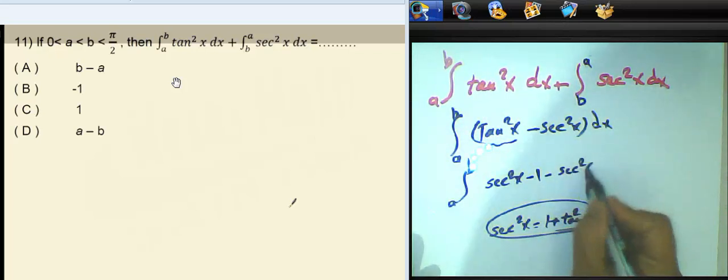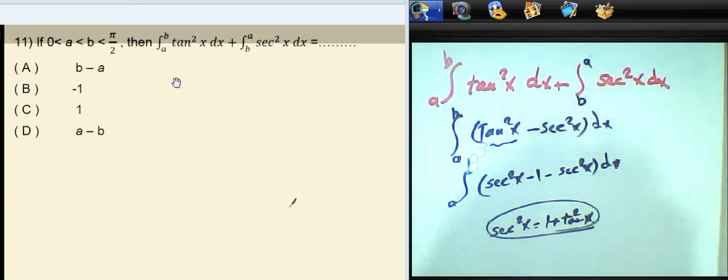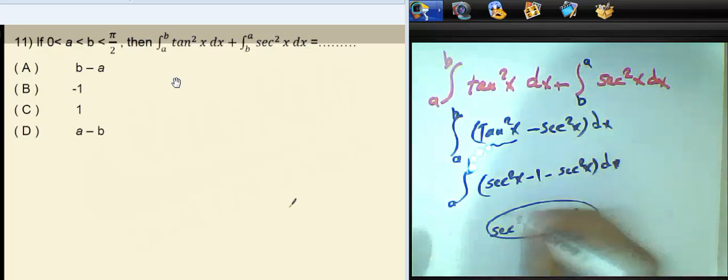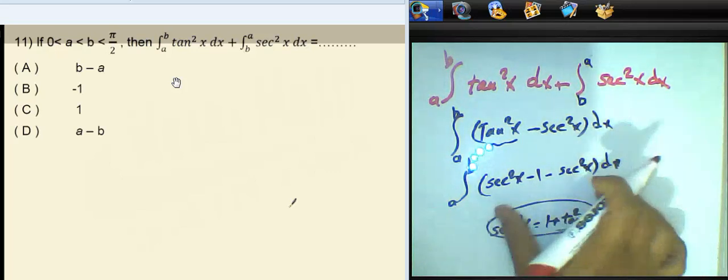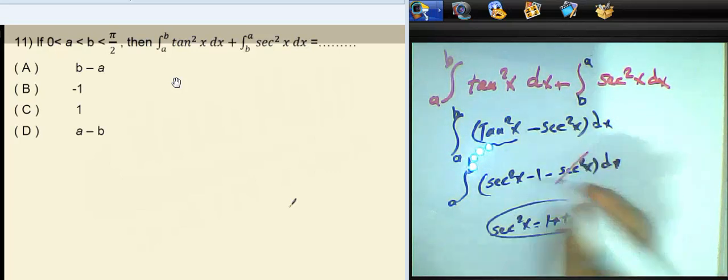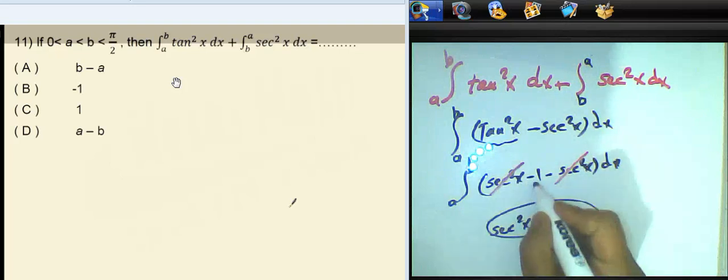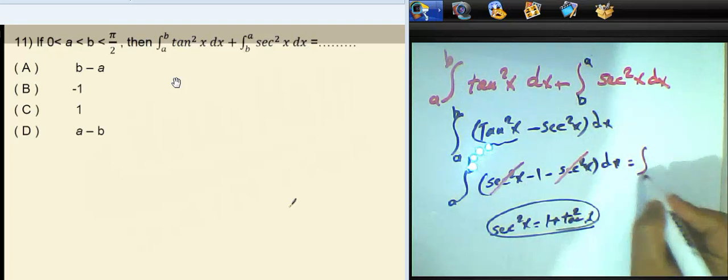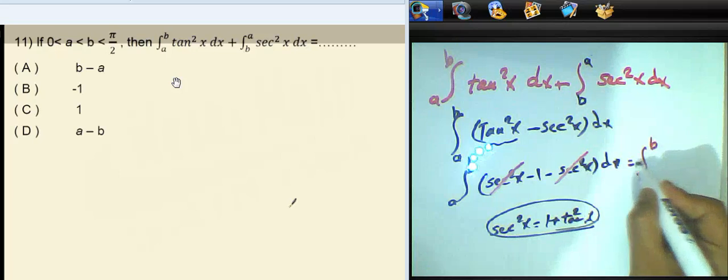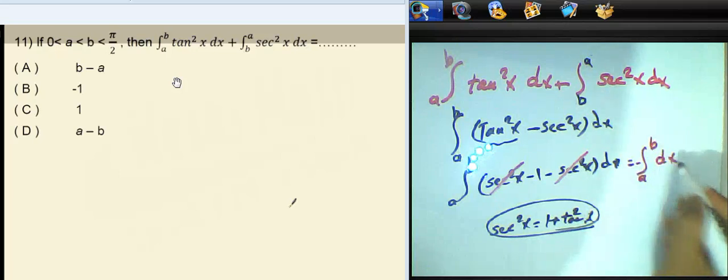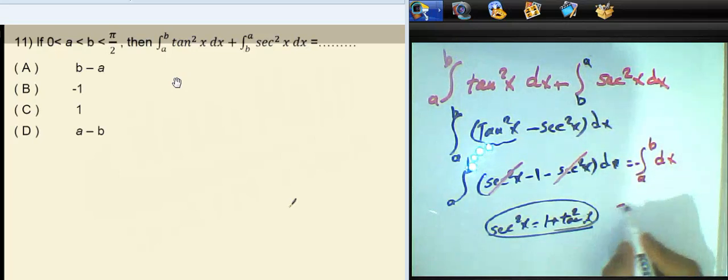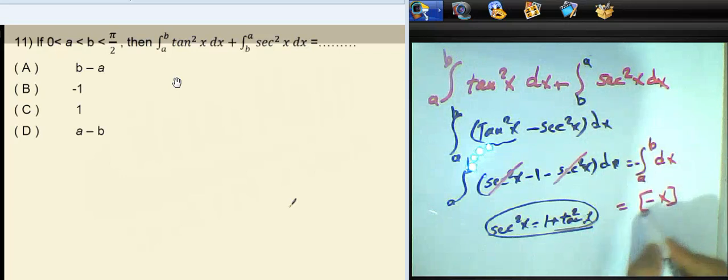sec power 2 x dx outside here, and then we can simplify this trigonometric function here. Sec power 2 x cancelled by sec power 2 x, the result would be -1. So the integration from a to b of -1 dx. The result will be what? It will be -x from a to b.